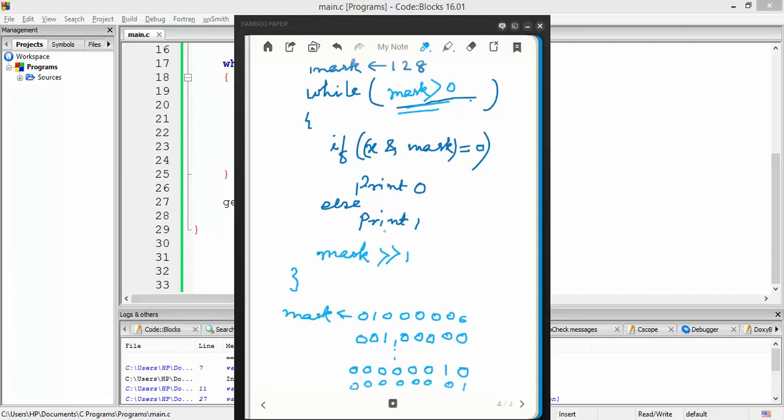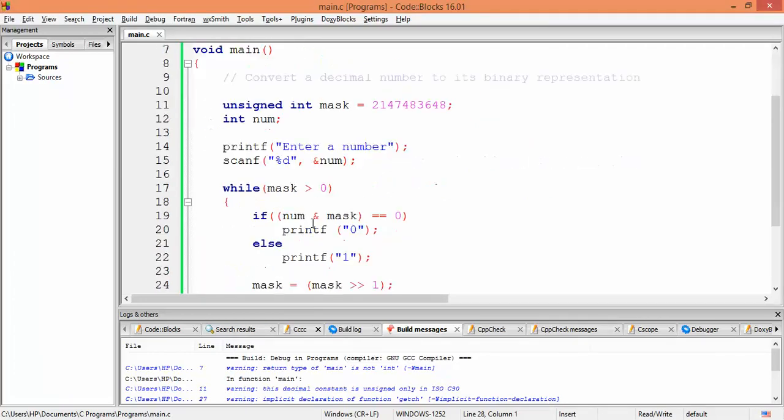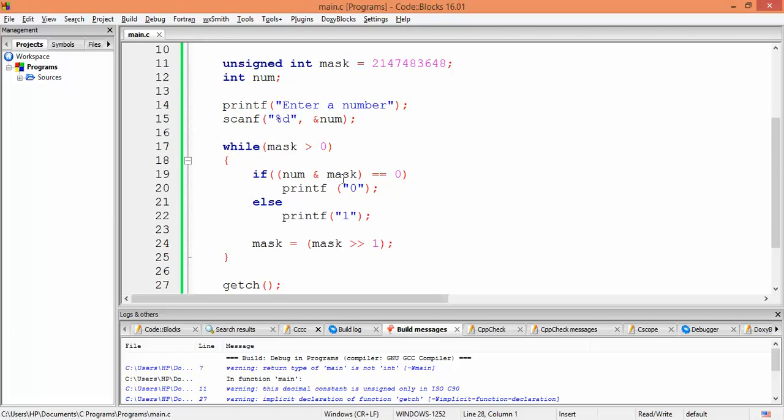So with that we have finished the code, and we have learned to use the binary AND operator and the binary right shift operator, and we see that by using these bitwise operators we can actually go down to the bit level, which is not possible by using a printf statement or any other operator, plus, minus, multiply, divide. This is only possible by using bitwise operators.